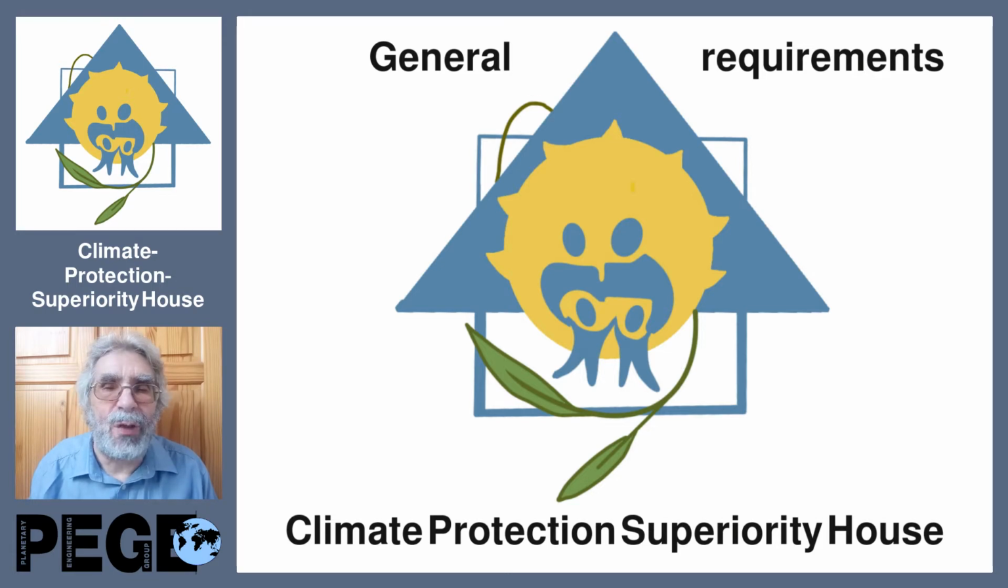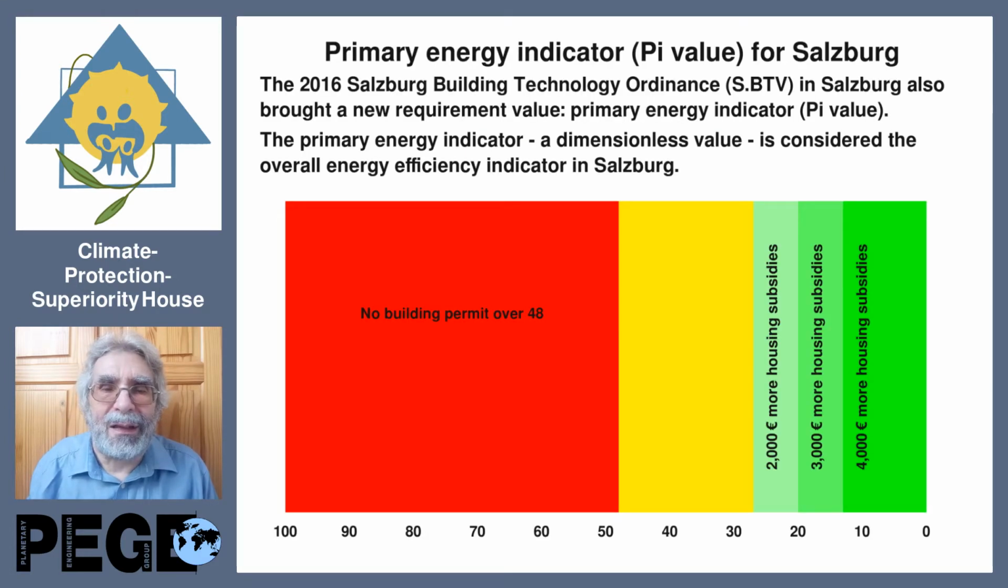General requirements for a Climate Protection Superiority House. It started with the primary energy indicator, the P value from Salzburg. This value was introduced in the new Building Technology Ordinance in 2016. And when the value is below 48, you get a building permit. When it's even better, you get more subsidy for making your house.